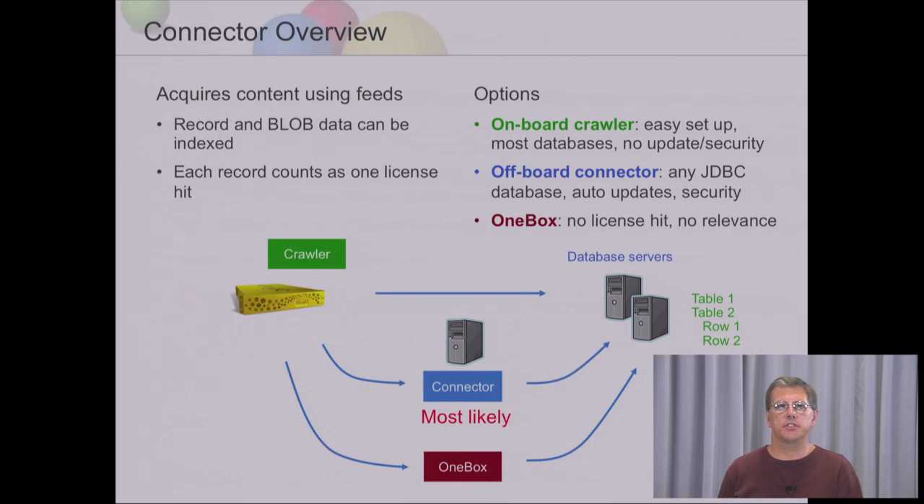Now let's look at our options that are available with the search appliance. We have three options. One is called the OnBoard crawler. This is a one-page setup wizard on the GSA. All the software is on the box, and all you have to do is configure the one-page setup. The caveat with database records is that each record counts as one hit on your license. These can consume your license quickly, so you want to consider which records you want to include.